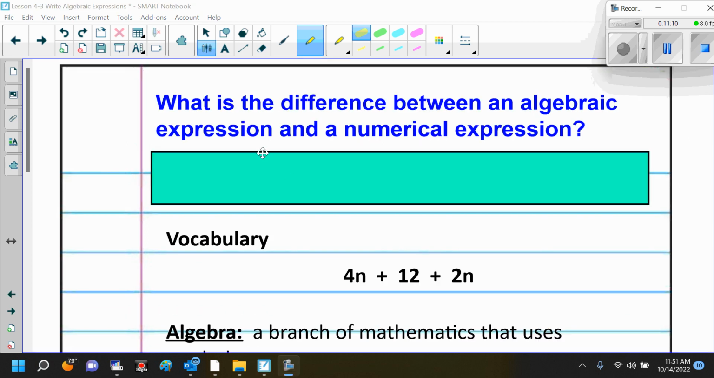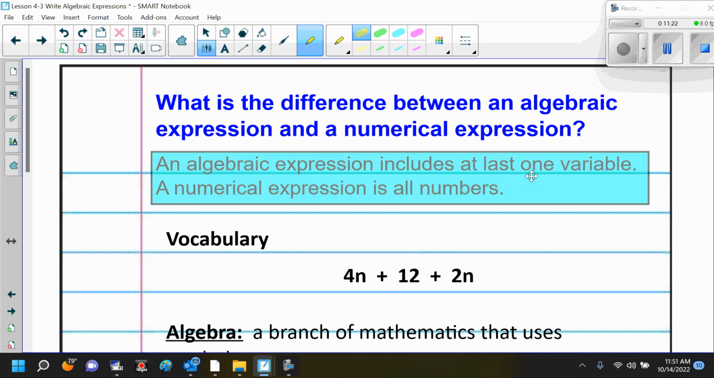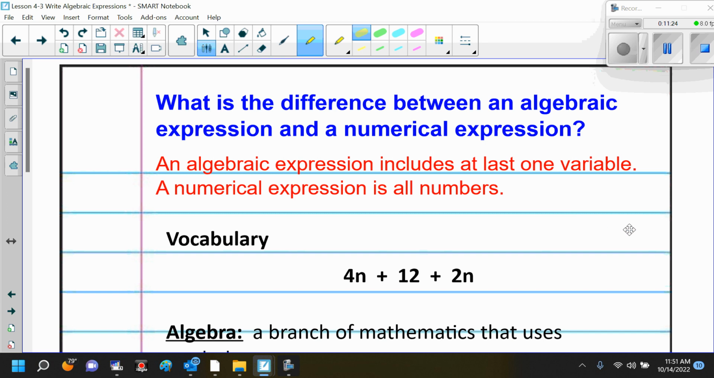So here, the next question is, what is the difference between an algebraic expression and a numerical expression? Now that you've seen both of them, what's the difference? So, make sure you write this in your notes. An algebraic expression includes at least one variable, and a numerical expression is all numbers. Make sure you write that down.